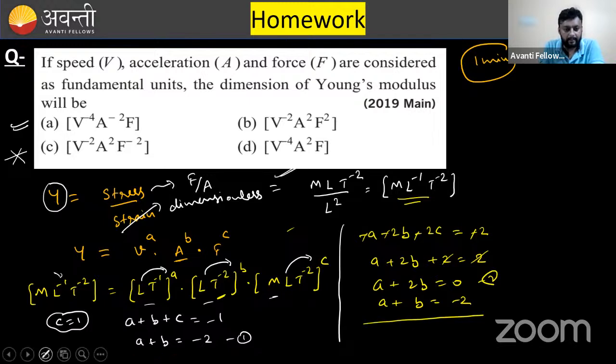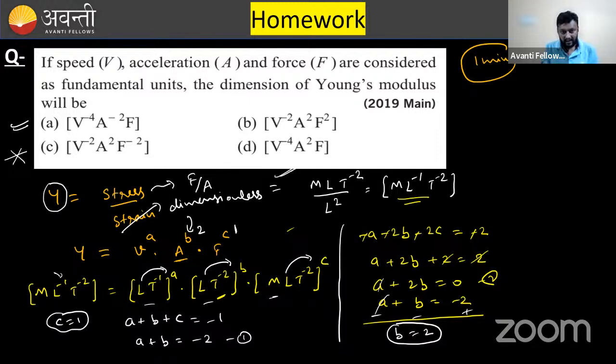Option B. Okay, I think everyone is solving. If you solve it, minus minus plus, a and a can be cancelled. That is b is equal to 2. Now b is equal to 2. b is the power of acceleration, which is 2. You can place 2 here, and you can place 1 here.